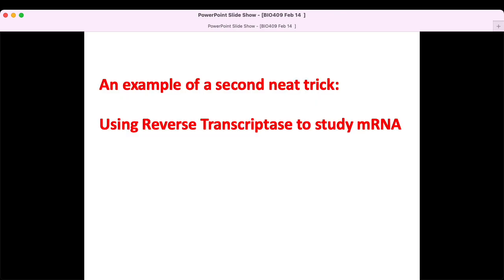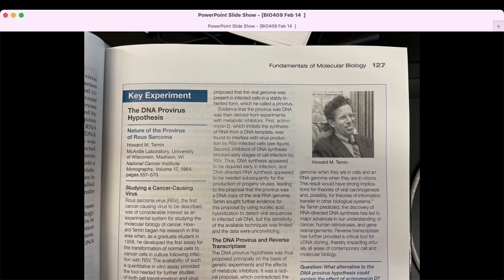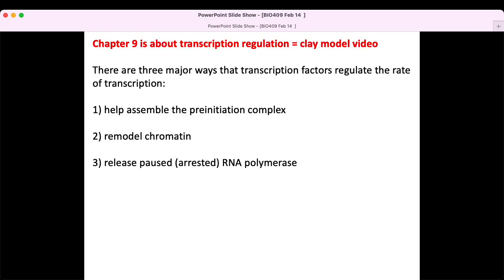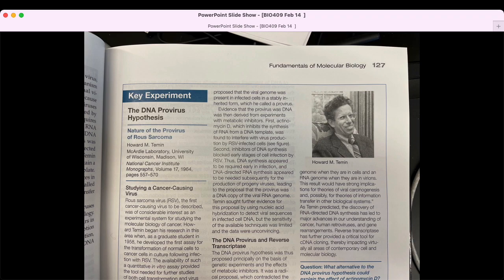Okay? So then our second example is this enzyme reverse transcriptase. And the trick here is it's useful to help study mRNA. So reverse transcriptase is this guy in Wisconsin studying the, do I not have the slide? The replication cycle for retroviruses. So we learned about reverse transcriptase there.